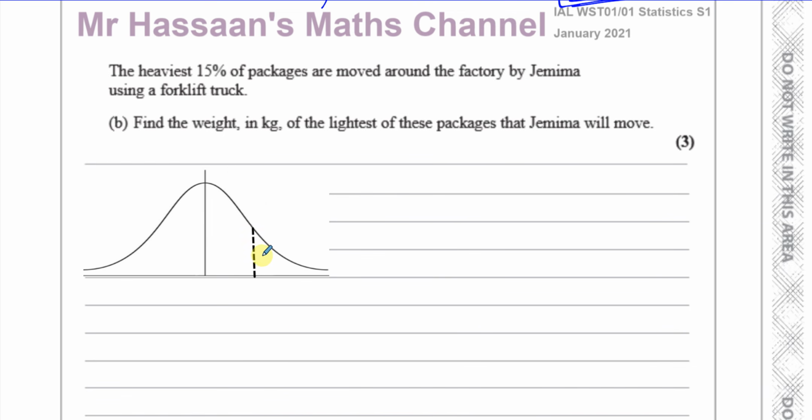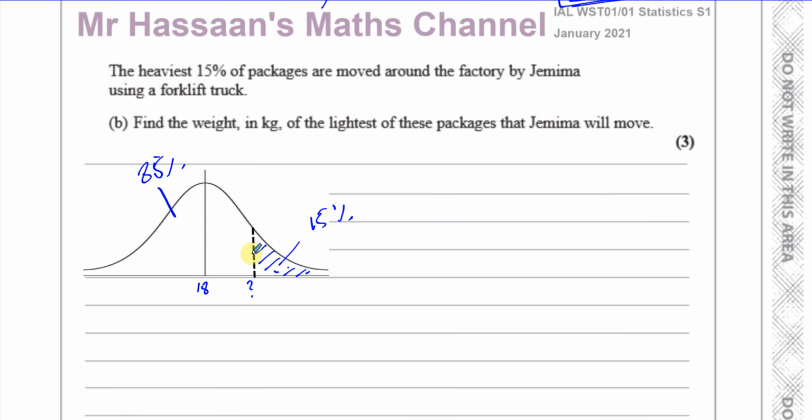So let's just say that the heaviest 15% of the packages are moved by Jemima. So let's say that this represents here 15% of the packages. The heaviest 15%, the ones on the heaviest side. That means that this side has got 85% of them, right? Okay, so I want to find the value of, remember this is the mean, which was 18. I want to find what this value is, okay? And I know that 15% of the data is bigger than it, is above it.